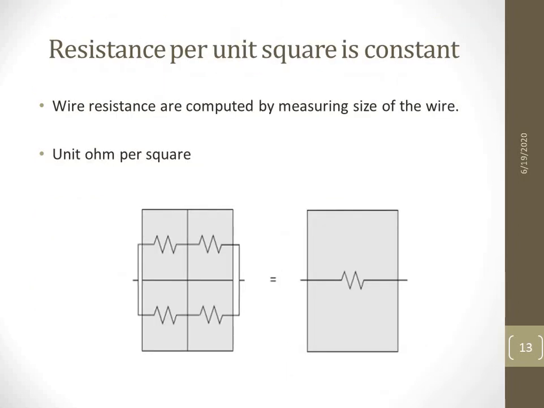Now, what is the resistance per unit square, which is constant? Wire resistance: here you can see, suppose this is one wire, its resistance is this one. This is another wire, its resistance is this one. Wire resistances are computed by measuring the size of the wire, in units of ohm per square. This can again be made equivalent, as we all know, using parallel and series resistances. We can make it an equivalent resistor, but again the resistance is nothing but ohm per square.